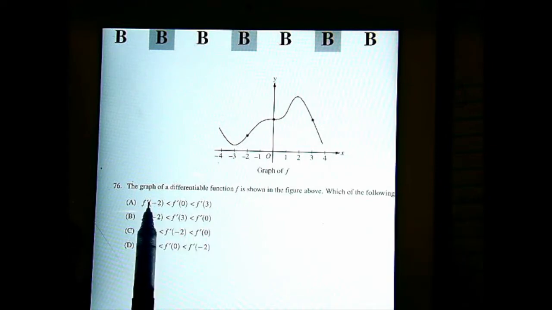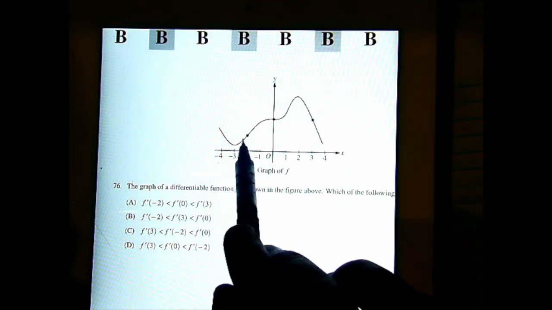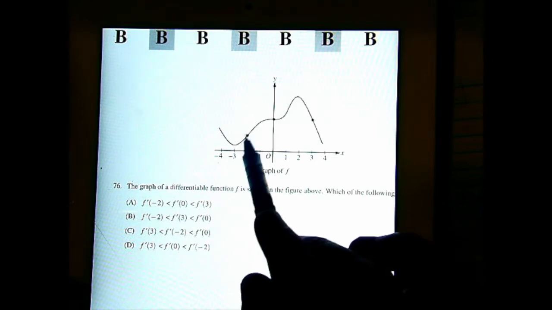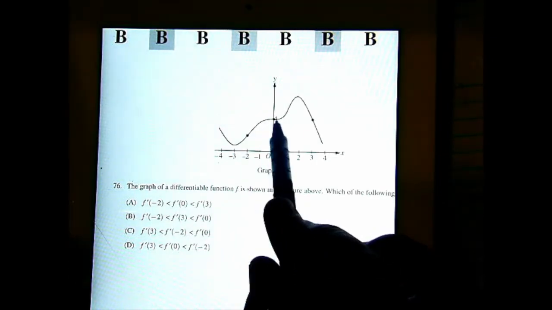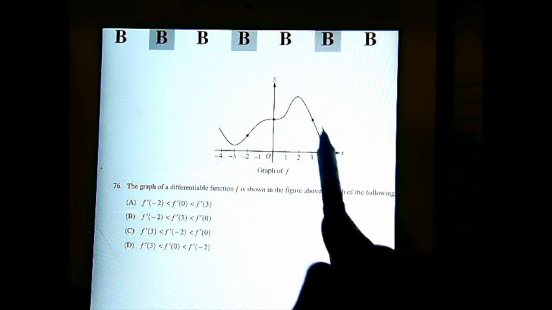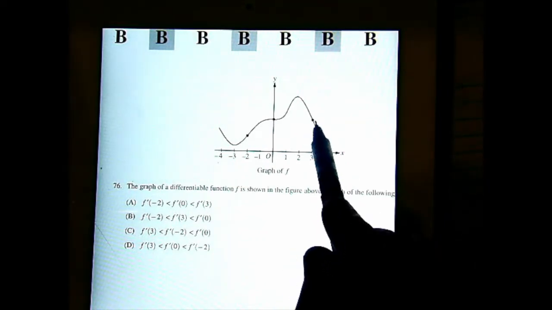So f prime of -2 is going to be the slope of the tangent line right here at -2. I don't know exactly what that value is, but it's certainly a positive slope, so that's definitely a positive number. F prime of 0 appears to be flat, so it's something like 0; the tangent line looks horizontal more or less. And finally, f prime of 3, the slope of the tangent line, whatever it is, is negative.